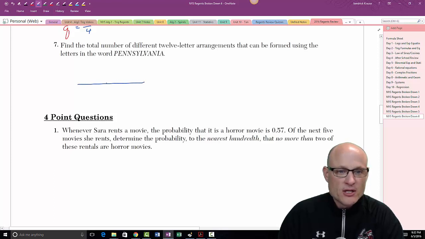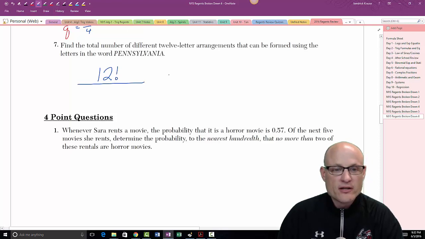All right, now we got to talk about Pennsylvania. This is a dumb number. There's 12 letters in Pennsylvania, and it doesn't have a lot of repeaters. There's 3 N's, so that's 3 factorial. Only 1 P, only 1 E, only 1 S, only 1 Y, only 1 L, only 1 V, and then there's 2 A's.